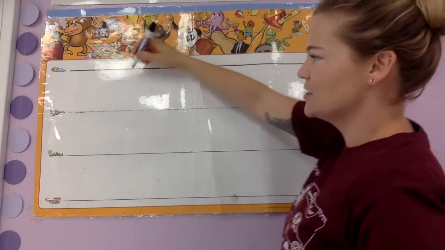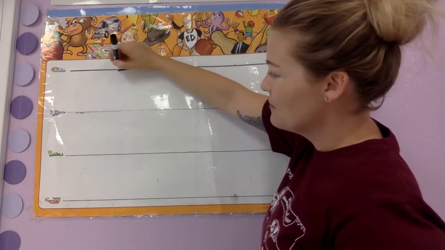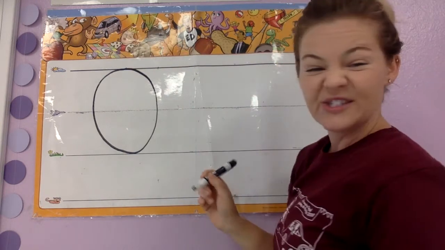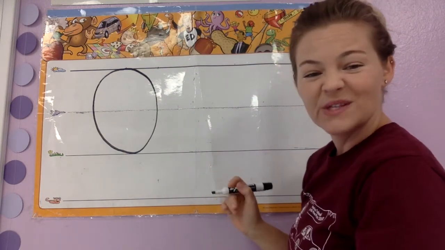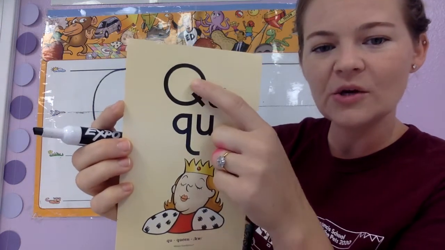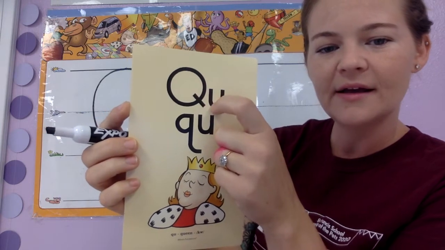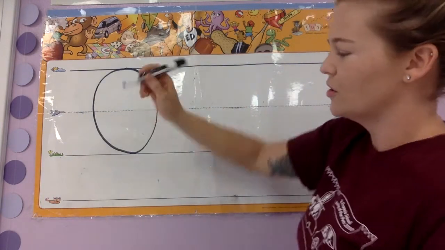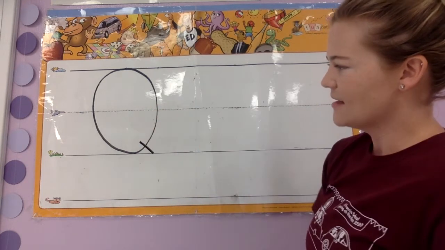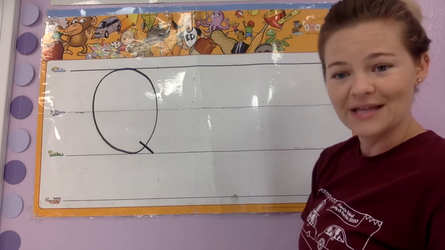So for uppercase Q, we're starting at the top on the skyline, and we just do a circle down to the grass line. It just looks like an O or a number 0, except we're not done because Q, uppercase Q, has a little straight line tail there. And that's how we know it's a Q and not an O and not a 0. There's that little straight line tail. And that's our uppercase Q.